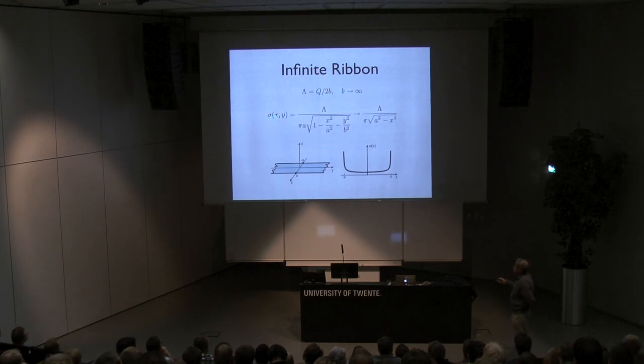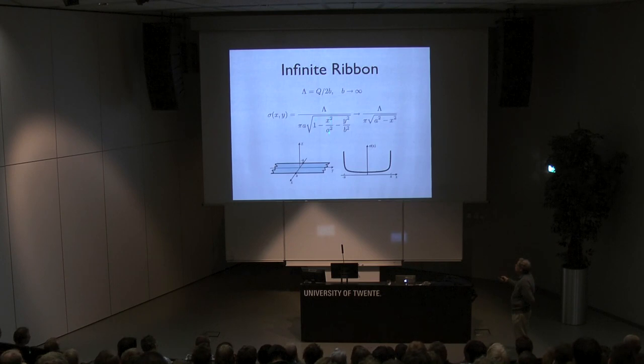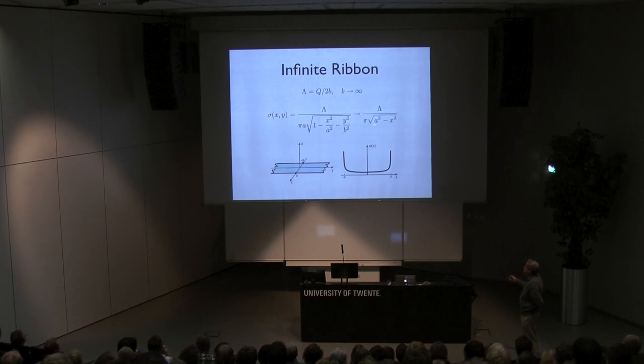The formula had been Q over 2 pi AB, but Q over 2B is replaced by lambda. So it's lambda over pi A over root 1 minus x squared over A squared minus y squared over B squared. But now I want to send B to infinity, so that kills that term. And it's lambda over pi root A squared minus x squared. So there's the formula for the charge density on an infinite conducting ribbon.